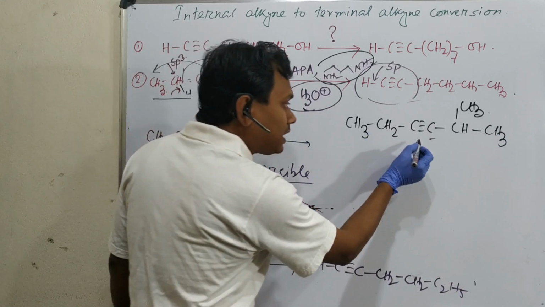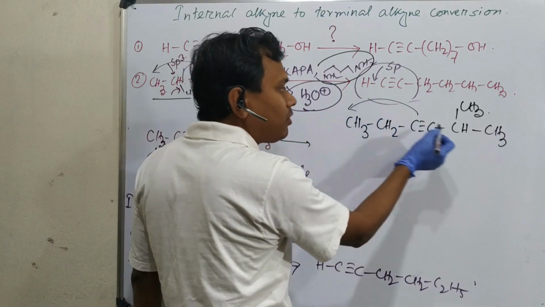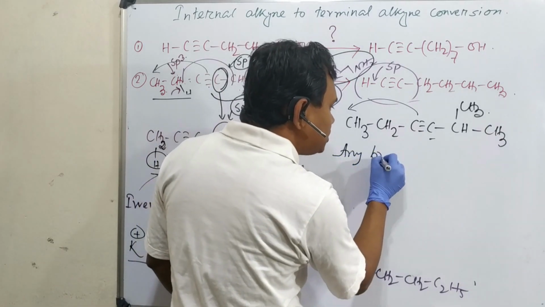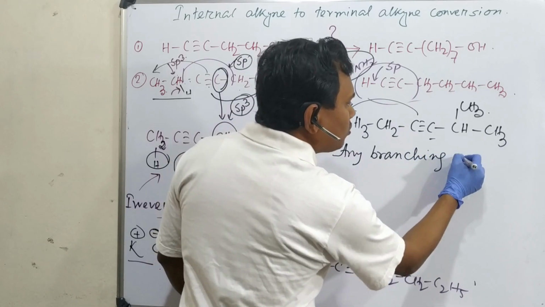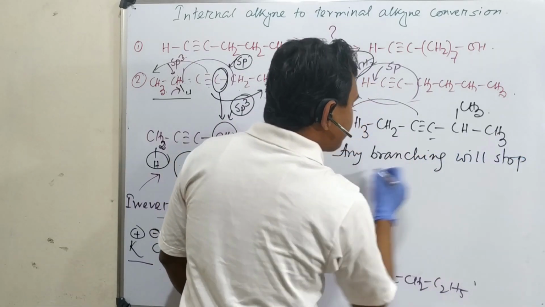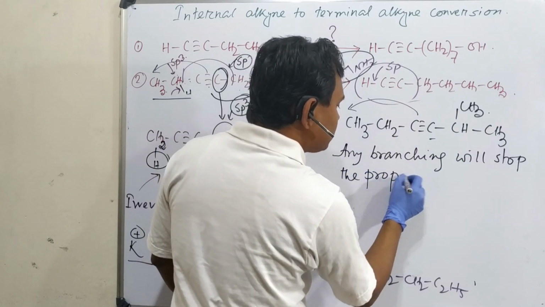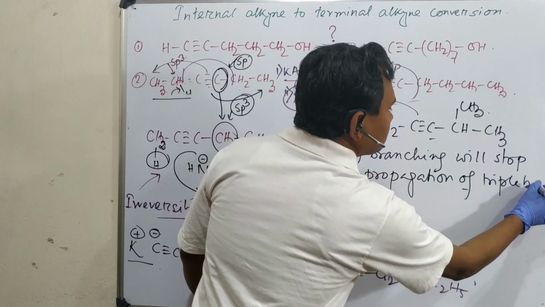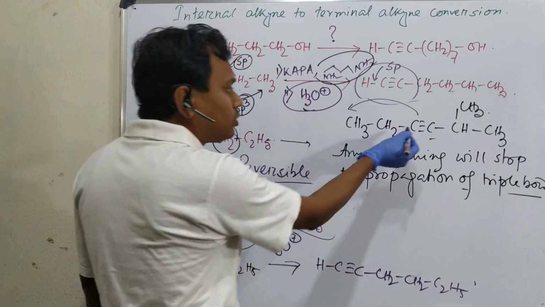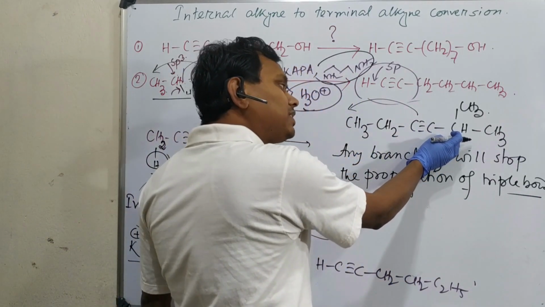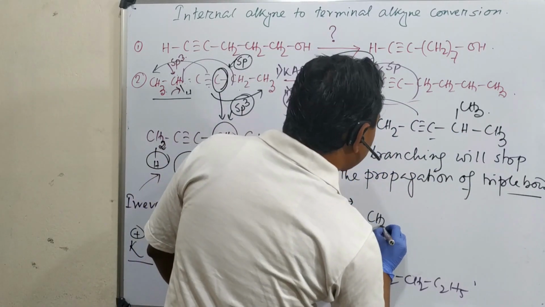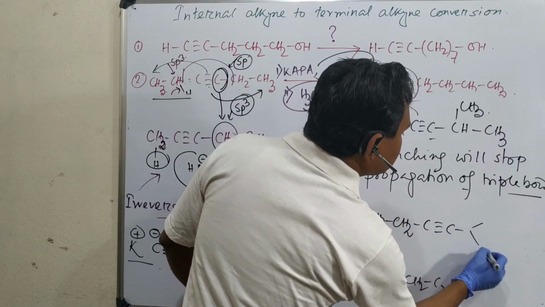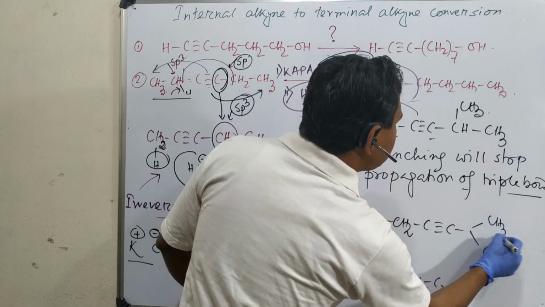Both are possible. But here the triple bond can propagate only on this side because, keep it in mind, any branching will stop the propagation of the triple bond. Okay, keep it in mind. By mistake I told it also. Because first it will generate a carbanion. Fine, meaning what I am saying, this will result in CH2, CH2, C triple bond C. This is CH3, this is CH3, this is the carbanion.